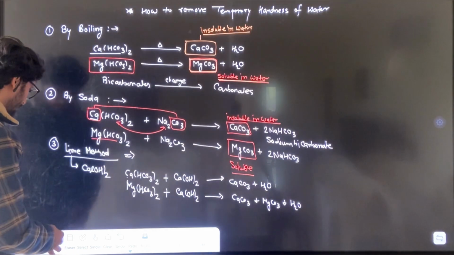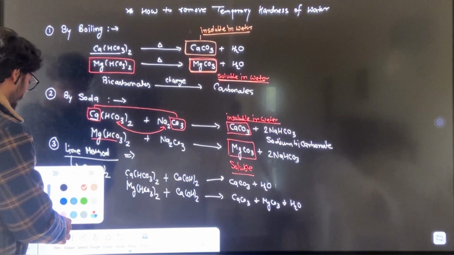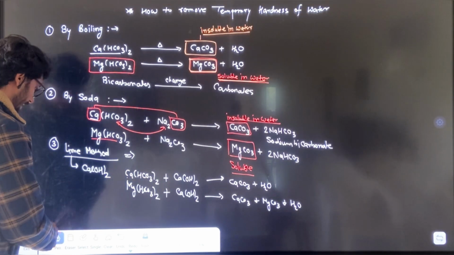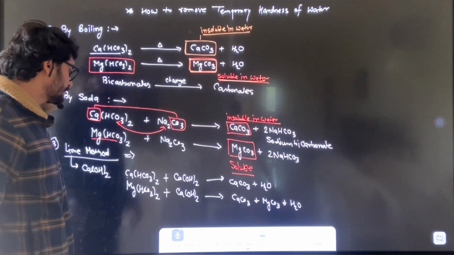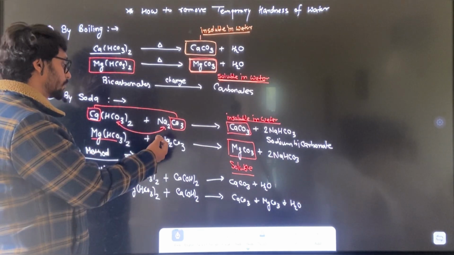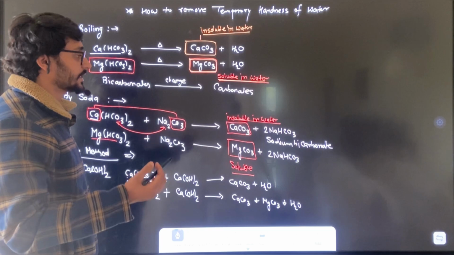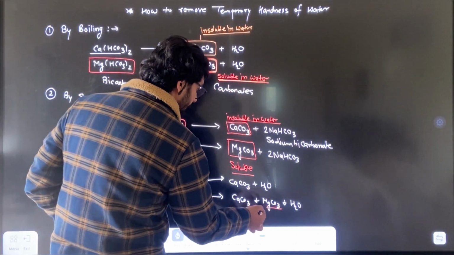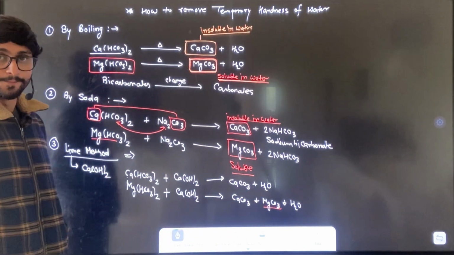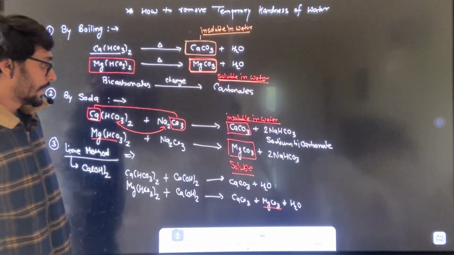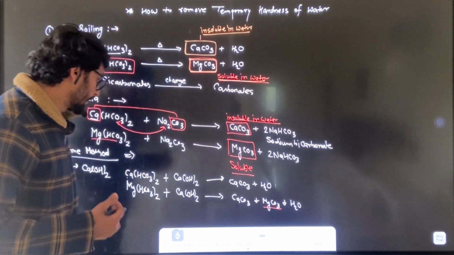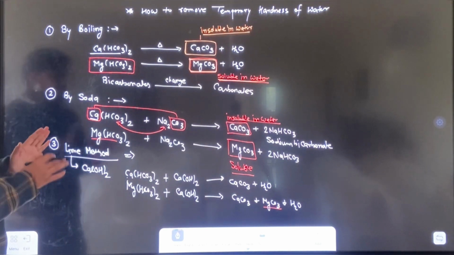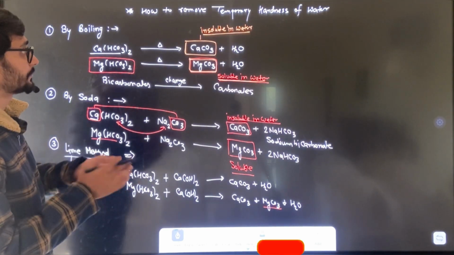So these three are basically the methods used to remove temporary hardness. But there is a problem with magnesium bicarbonate. Because magnesium bicarbonate reacts with the soda and this lime, and by heating changes into magnesium carbonate, which is soluble in the water, right? So to remove this particular problem which arises in temporary hardness, we need another method, and this method is known as the soda lime method, right? So these three methods are commonly used to remove temporary hardness of water.